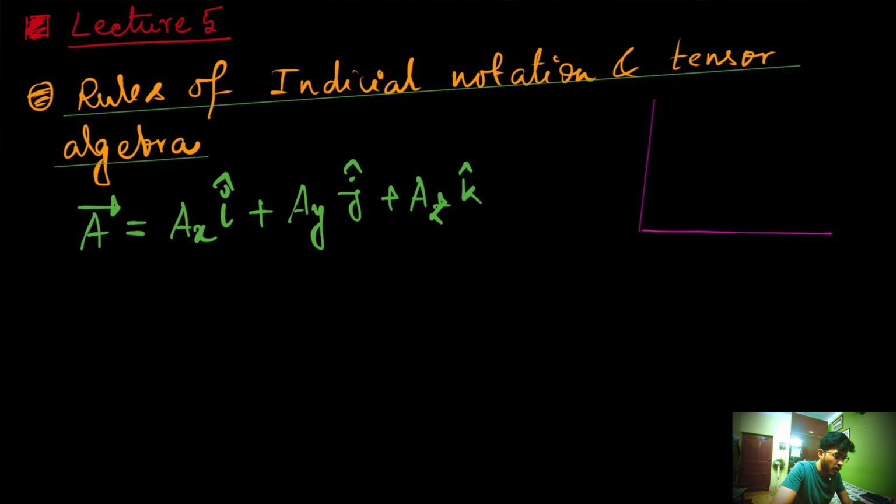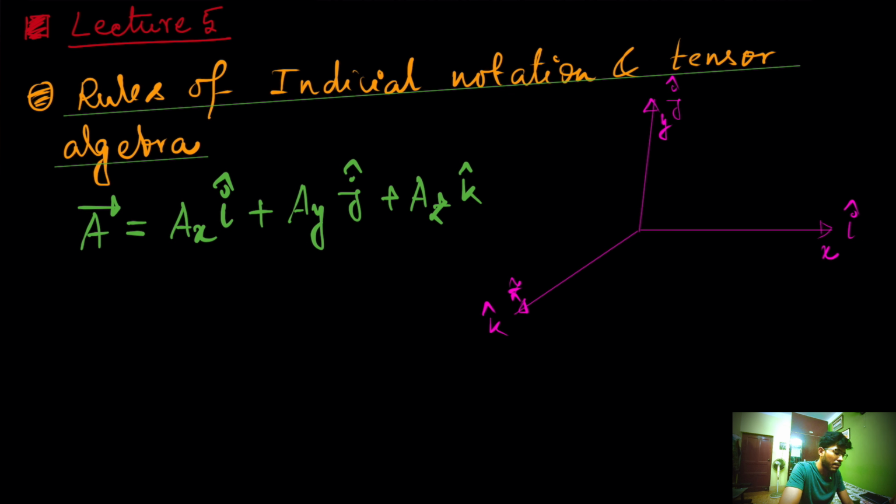I am just drawing the coordinate axis. So this is the i cap direction, this is the j cap direction, and this is the k cap direction. So this is the x coordinate, this is the y coordinate, and this is the z coordinate. Now what are i cap, j cap and k cap? These are unit vectors having the magnitude 1 and showing only the directions, right?